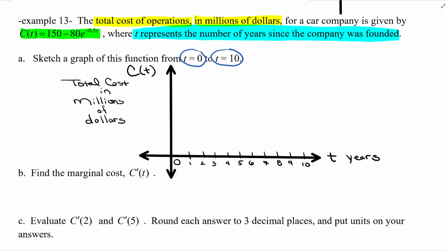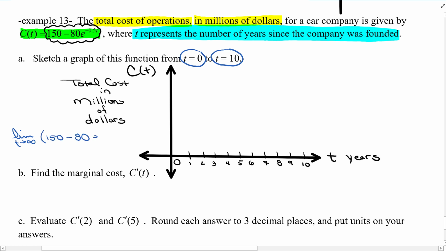Looking at the function, C of t is equal to 150 minus 80e raised to the negative 0.5t power, I need to look at that in order to determine how high up I need to go in terms of my values for C of t. I'm going to write out here the limit as t approaches infinity of, open up a set of parentheses, 150 minus 80e raised to the negative 0.5t power, close the parentheses.